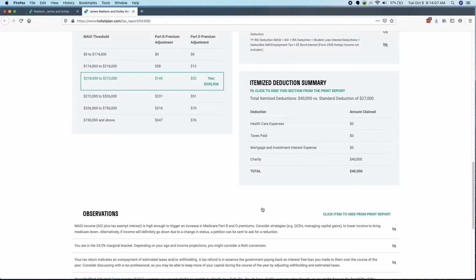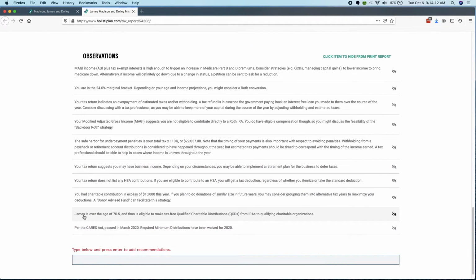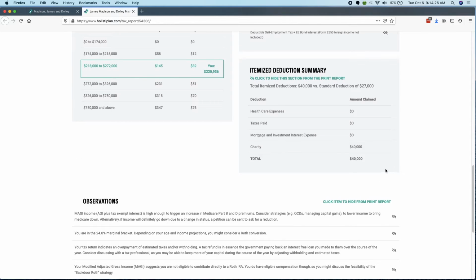Another thing I'll watch for, and the report will highlight this, is if the client's over age 70 and a half, if I've supplied a birth date for the client. Notice it says here, James is over the age of 70 and a half and thus eligible to make a QCD, qualified charitable distribution, from an IRA. And so that's another example of where instead of a donor advised fund, potentially because the client is old enough, if they have the assets in an IRA, that's another thing they could explore, a qualified charitable distribution. And that allows them then to take that standard deduction so they don't essentially lose that $27,000 deduction.